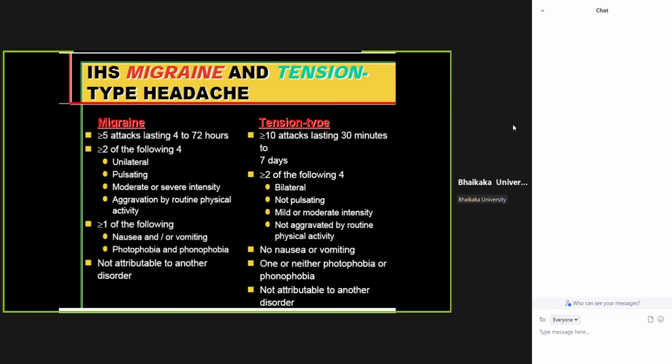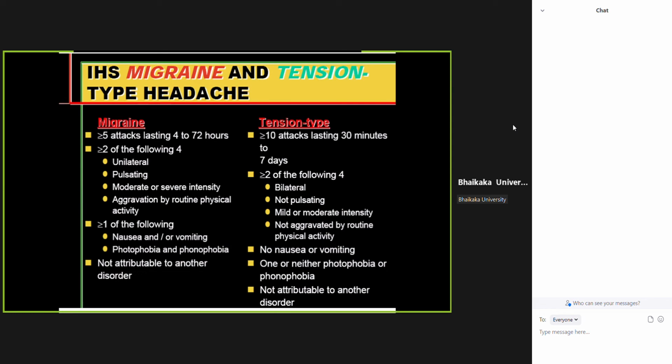That's how they behave. In TTH, the duration of headache would be 30 minutes to sometimes 7 days. There should be 10 or more such attacks in the past. Why is it called tension type? Usually tension type headache doesn't occur because of tension or stress. But whenever a patient is having stress, he usually keeps his hand on the forehead. That is the area where TTH would occur: band-like head pain over the forehead.